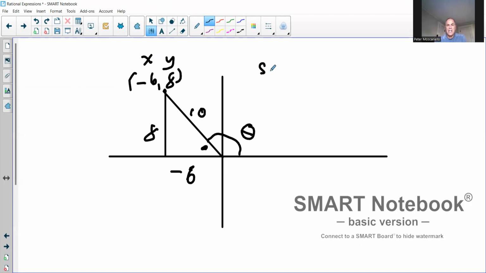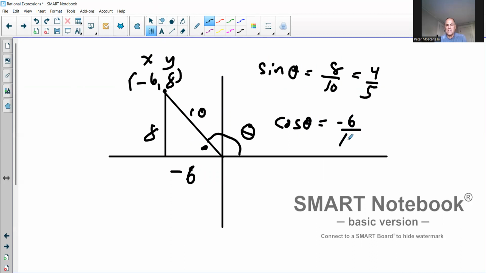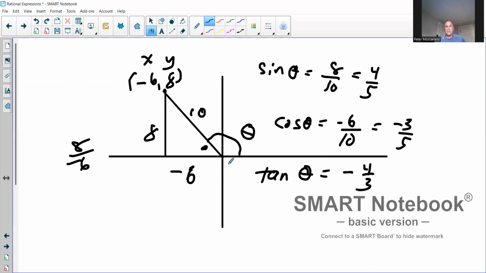So now, sine of theta is opposite over hypotenuse, 8/10, 4/5. Cosine theta, adjacent over hypotenuse, -6/10, -3/5. And tangent, opposite over adjacent, 8 over -6, which reduces to -4/3. Yes, 8 over -6, -4/3. All right, so we got those three. So now how about the other three?